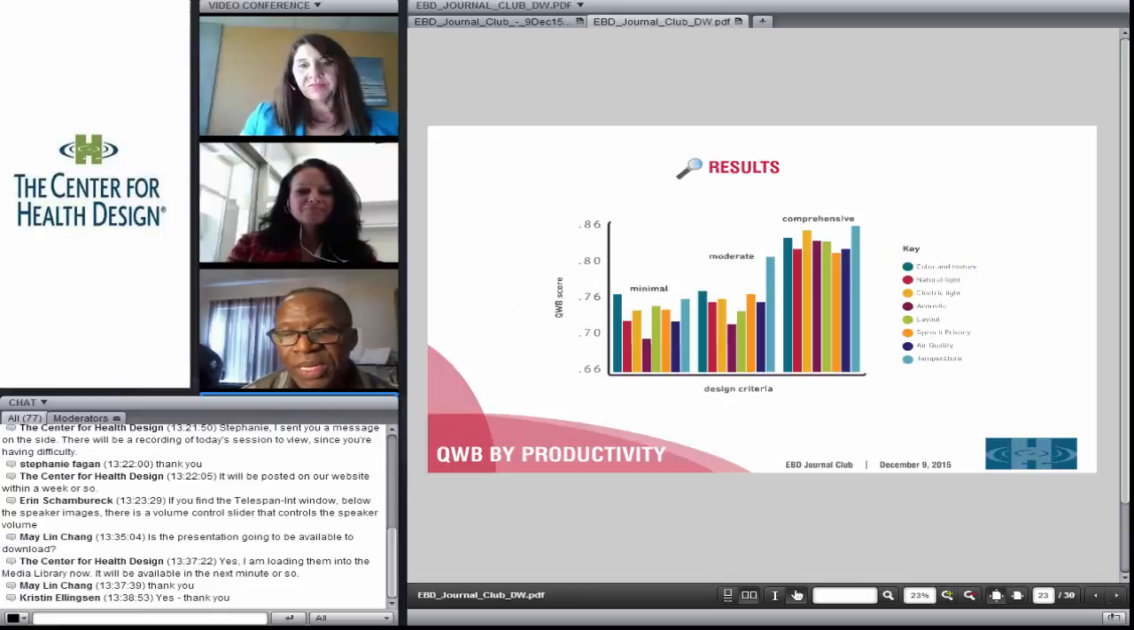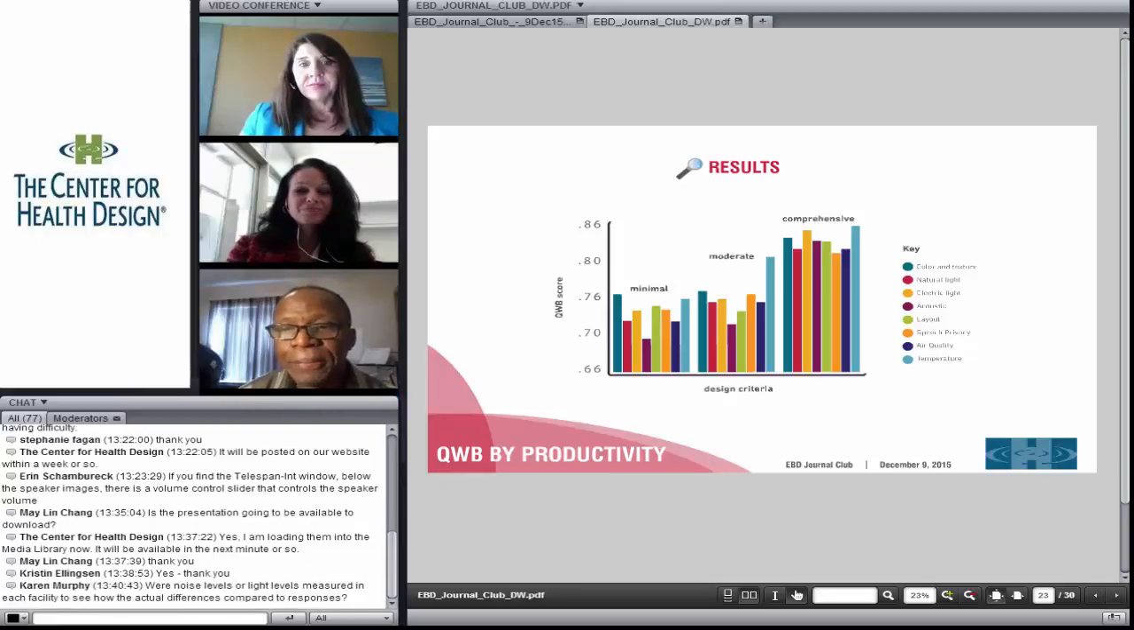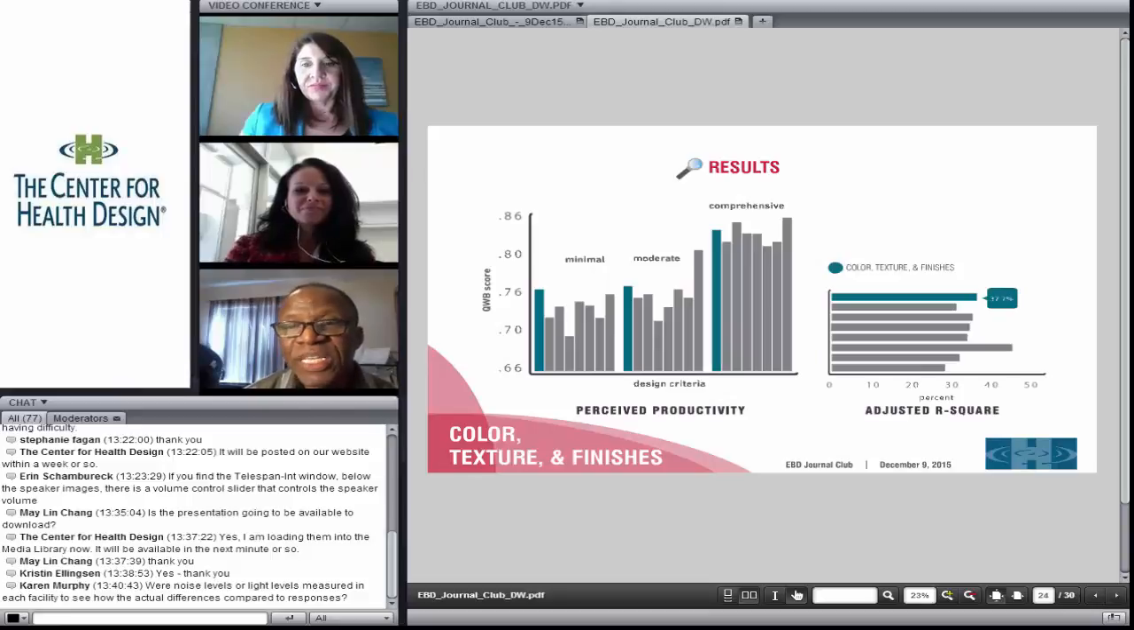When we were looking at productivity, again, it's a bit more noisy than when we were looking at satisfaction, but you see the same pattern repeated. For the QWB score for perceived productivity, Mesa, the comprehensive site, was again head and shoulders above the other sites. This is just replicating what we saw with satisfaction when we're looking at perceived productivity for the color and textures.